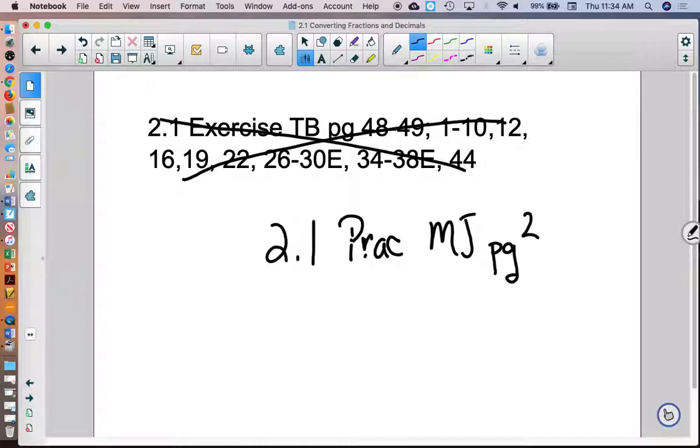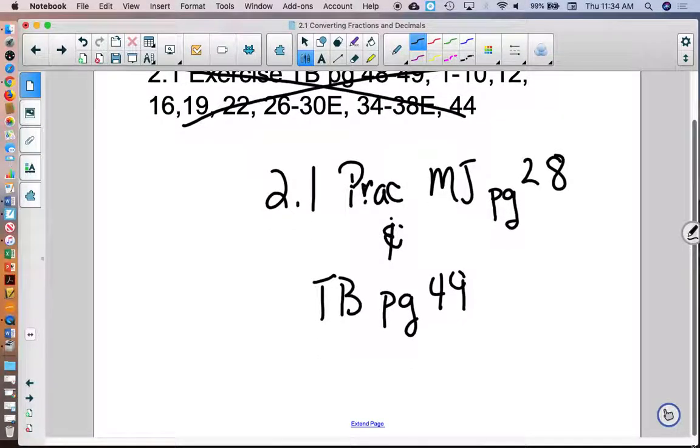Page 28, and somebody go to page 49 in their textbook. And textbook, page 49, what numbers are we doing? The last review pages, the review numbers. The bottom, yeah, what is it? 48 through 52. 48 through 52, that's it.